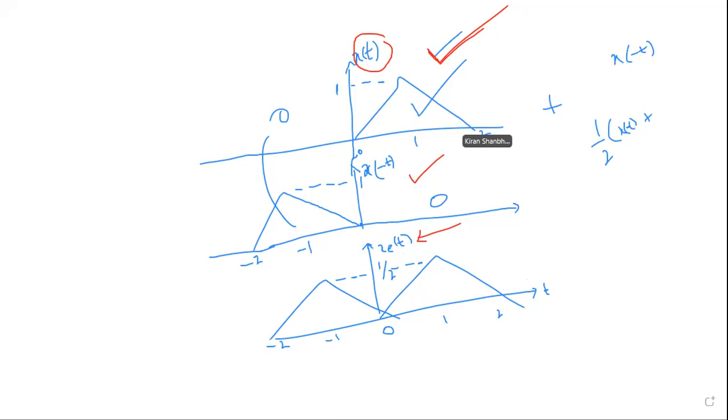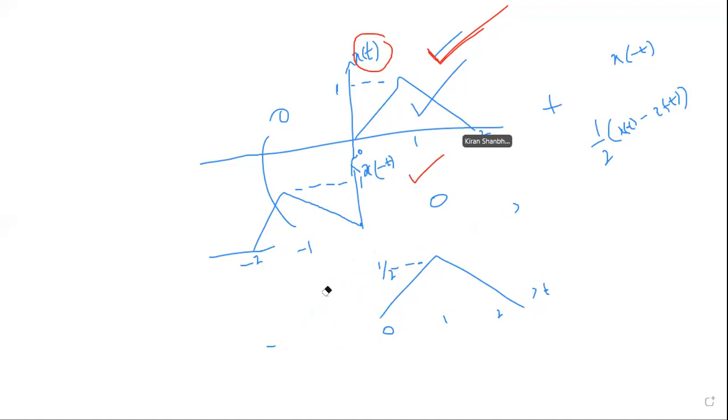What is the formula for the odd component? x of t minus x of minus t, divided by 2. So, will somebody tell me how this is going to look? An inverted image. The triangle here, we are going to get an inverted image.